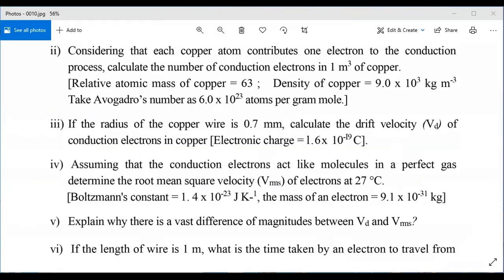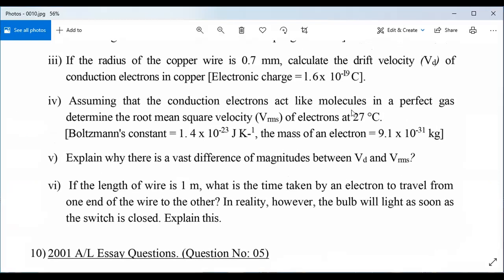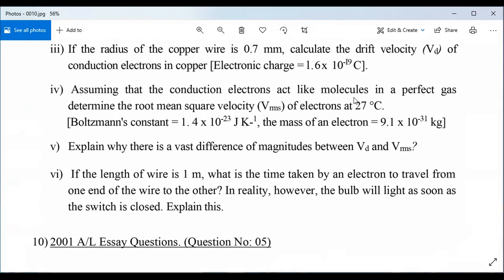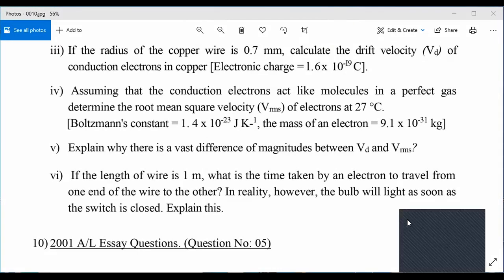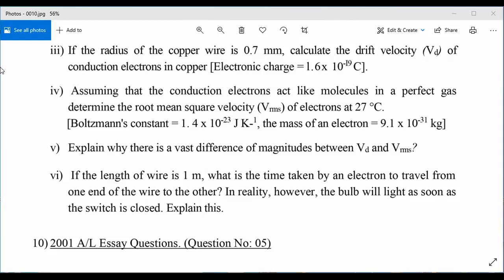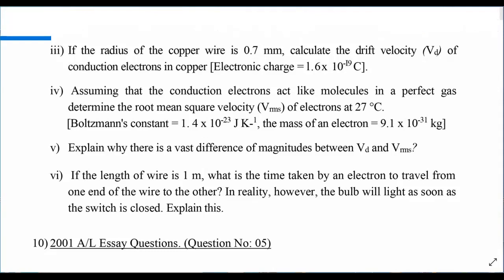Somebody unmute the mic and read question number 3. Start. If the radius of the copper wire is 0.7 millimeters, calculate the drift velocity of conduction electrons in copper.